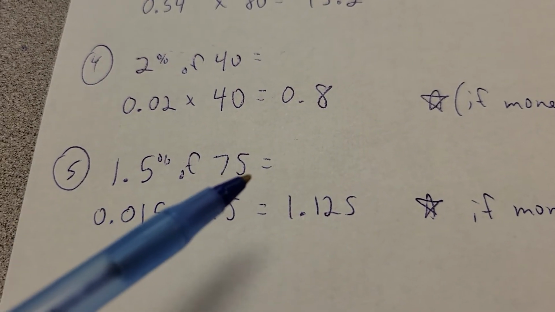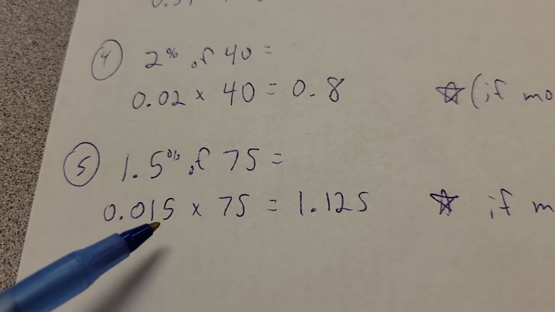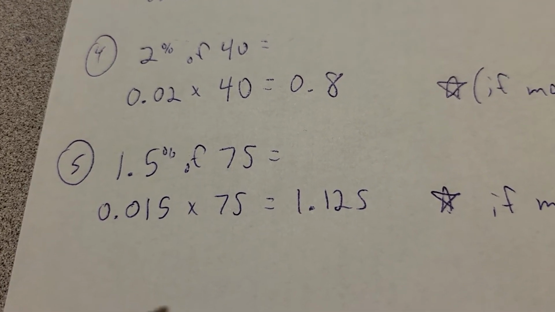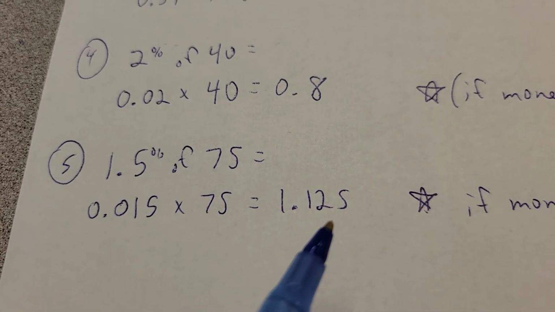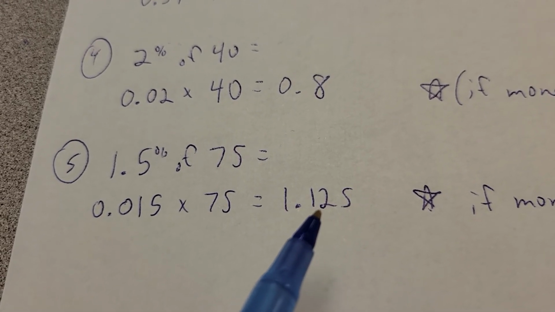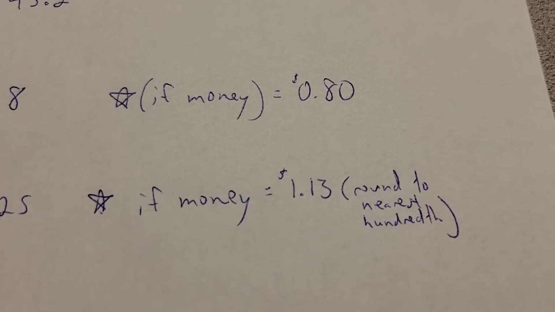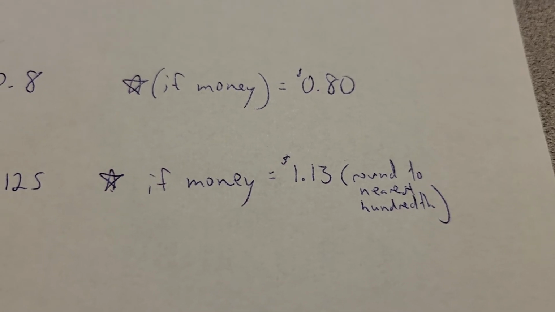All right, 1.5% of 75. Well, slide the decimal 2 places, 1, 2. So if there's a decimal here, notice how I have 0.015 times 75, and I get 1.125. Now, if this was a money problem, I'd actually have to round to the nearest cent. So I can only go 2 places past the decimal, so that 5 would actually bump me up to a 3. So that'd actually be $1.13, because any money problem, you have to round to the nearest hundredth for that.